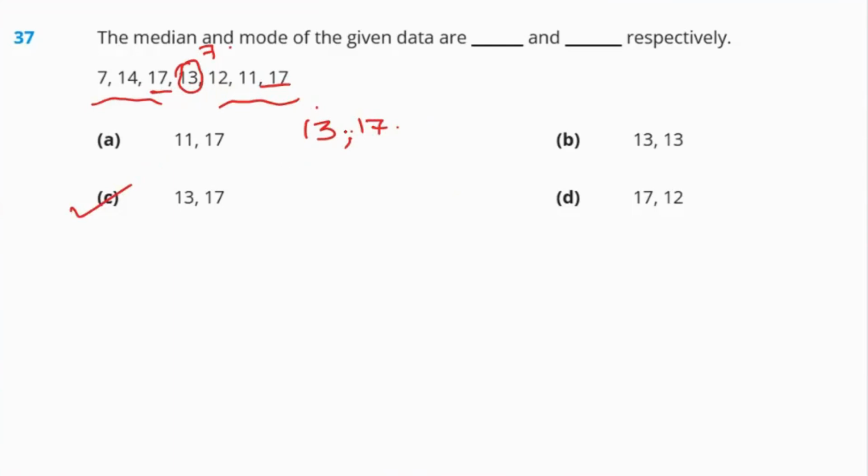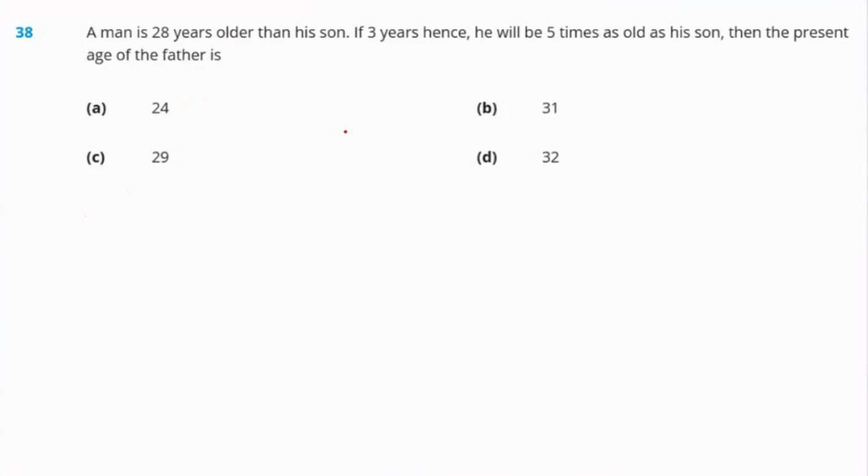Okay, next question. A man is 28 years older than his son. If 3 years hence he will be 5 times as old as his son, then the present age of the father is? So here a man is 28 years older than his son, and 3 years hence he will be 5 times as old as his son. We have to calculate the present age of the father.